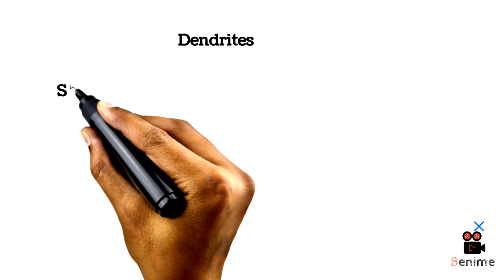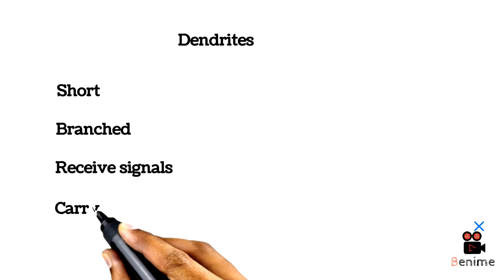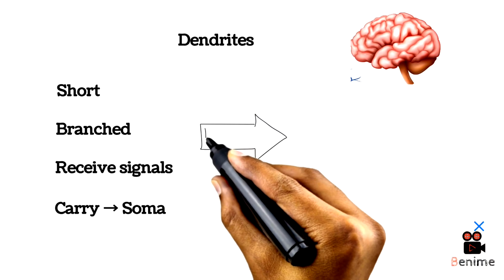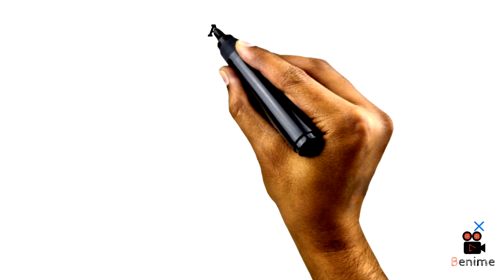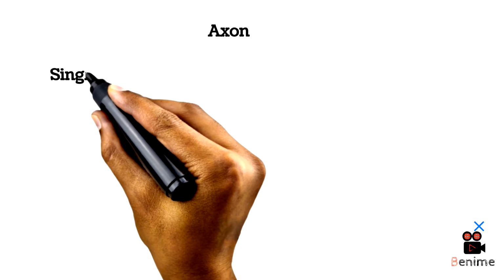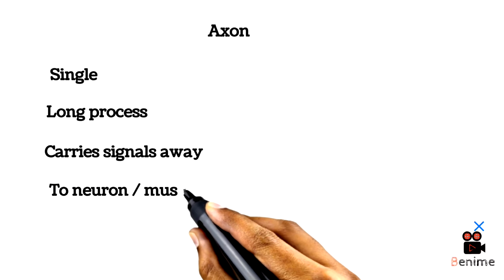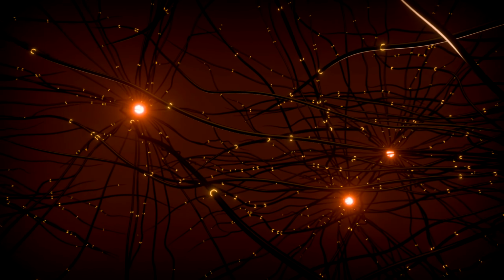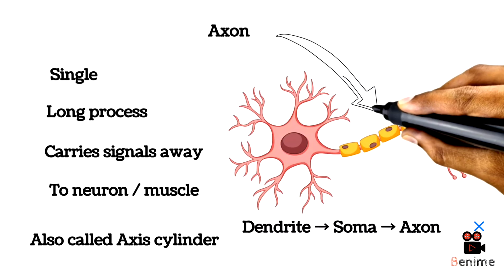First, dendrites. Dendrites are short, branched processes. They receive signals from the other neurons and carry them toward the cell body or soma. Next, axon. Axon is a single long process. It carries signals away from the cell body to other neurons or muscle. It is also called the axis cylinder. So the direction of signal flow is dendrite to soma to axon.